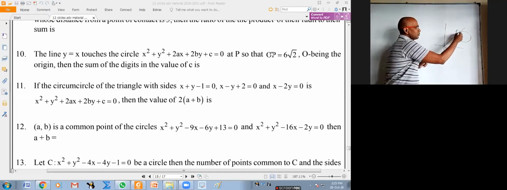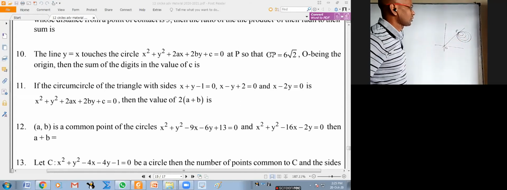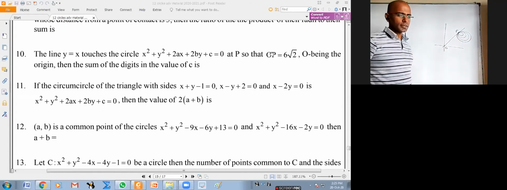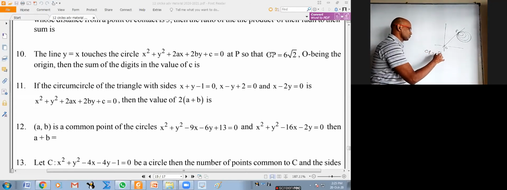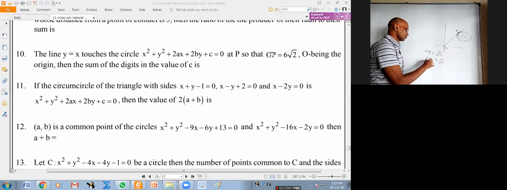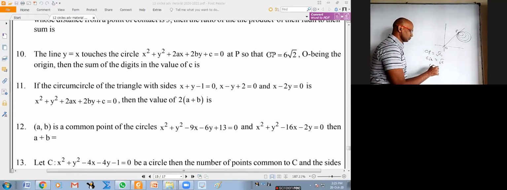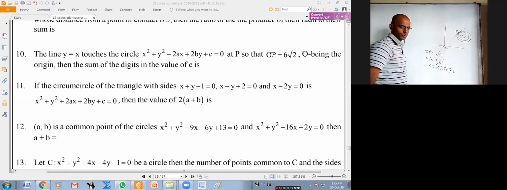Once you know the OP length, there will be a lot of such circles. The center is not fixed. But then how can you find C? Because when you find root S11, OP is nothing but root S11, and root S11 here is root C. And this is 6 root 2. So C is equal to 36 into 2, 72, when you square it. 6 root 2 whole square, which is 72.